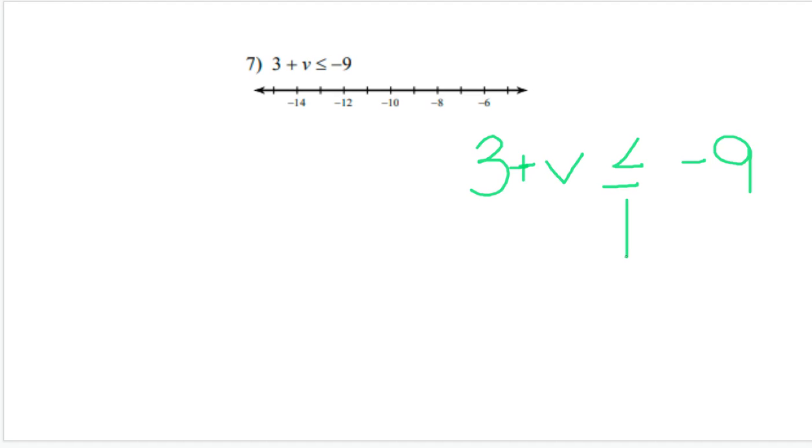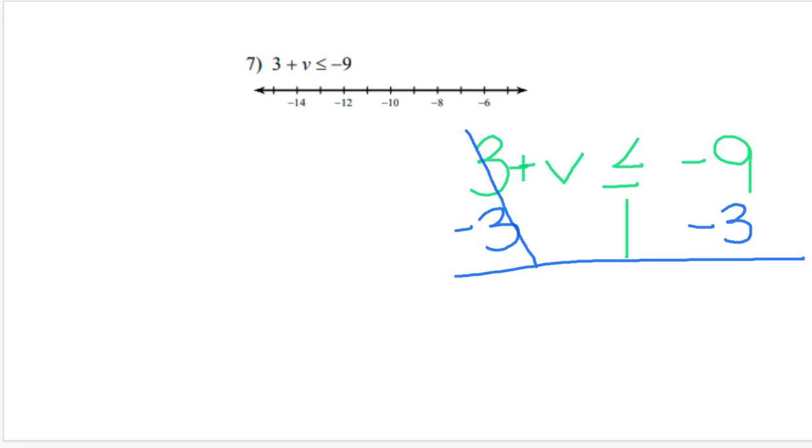So again, it's like a balance. So the 3 is being added. So we're going to do the inverse and subtract. And whatever we do on one side, we're going to do on the other. So 3 minus 3 gives us 0. So we bring down our v. I'm going to bring down my inequality sign. And negative 9 minus 3 is going to give us negative 12.